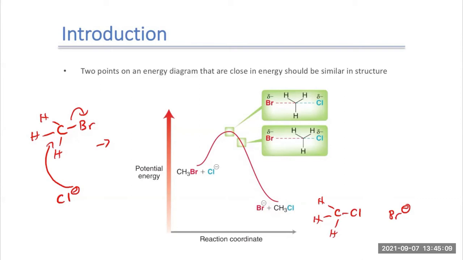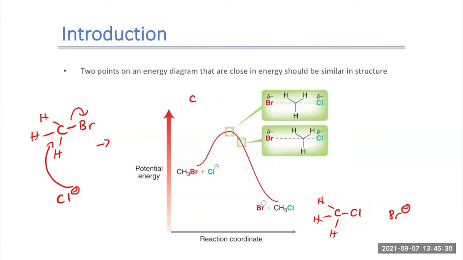So what our Hammond postulate says is, since this transition state is closer in energy to the reactants, my transition state should look a little more like a reactant. So it's not going to be completely 50-50.